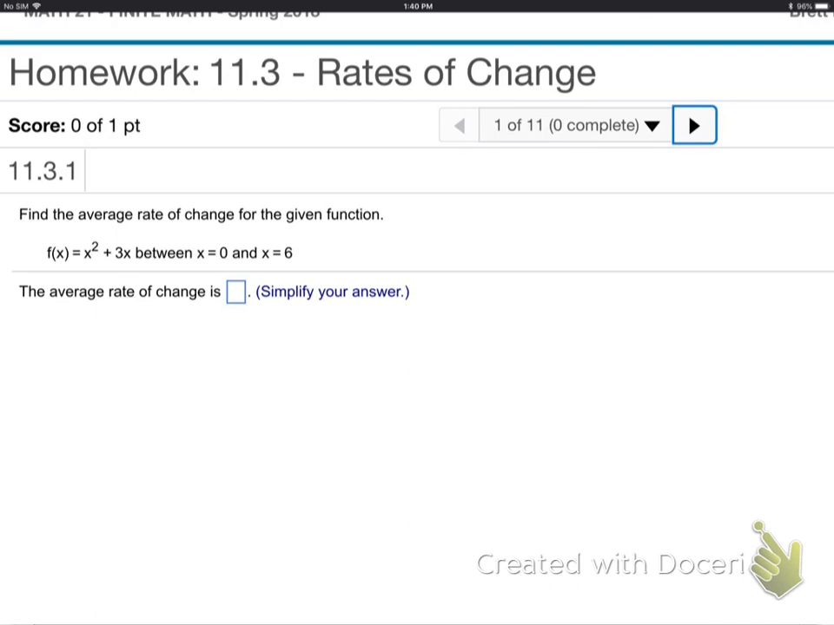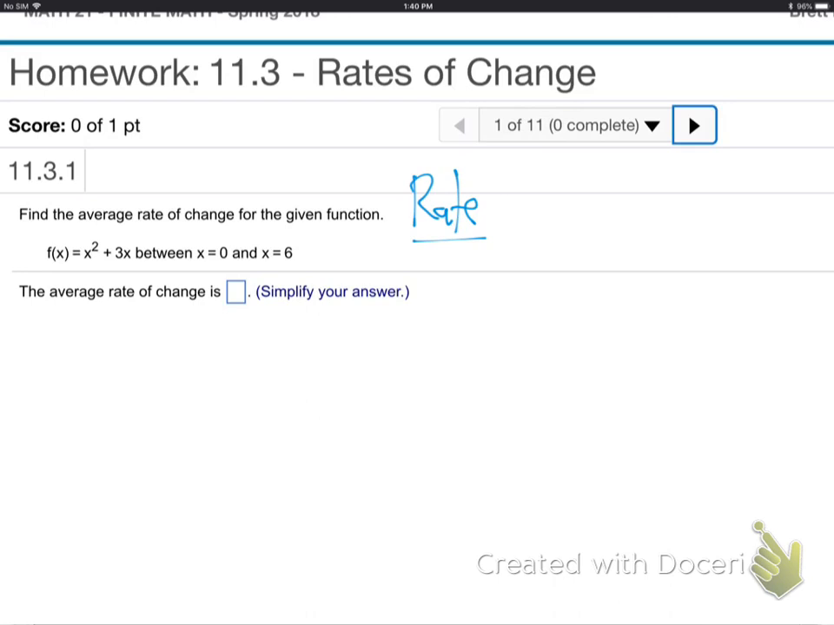Find the average rate of change for the given function. Average rate of change. These are our last 11 questions in the course. What does that mean, average rate of change? What's a rate? Can somebody give me an example of a rate?